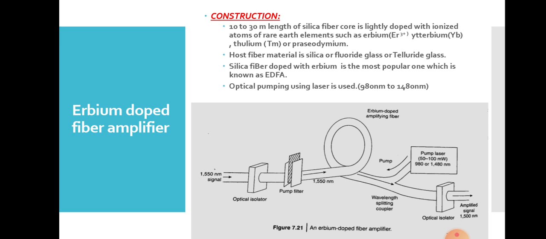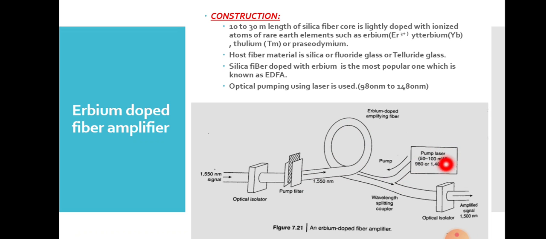So the operating region of this type of amplifier is decided by the host material and also the doping element. Usually for long haul telecommunication applications, silica fiber doped with erbium is the most popular choice. And we know that in the case of an amplifier, pump energy is needed, and here the fiber is pumped using a pump signal from a laser. Typically, the wavelength of this laser is 980 nanometer or 1480 nanometer.